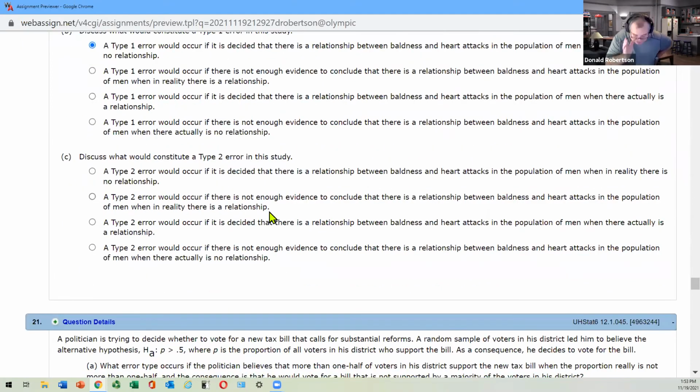Now, a type 2 error, as unlikely as it could be, wouldn't a type 2 error be that I didn't reject the null when I should have? In other words, baldness does affect your heart. I have no idea what that causal effect could be, but let's say it's true, but I've rejected that out of hand. So a type 2 error would occur if you decided there is not enough evidence to conclude there is a relationship, when in reality there is one. So that would be that one.